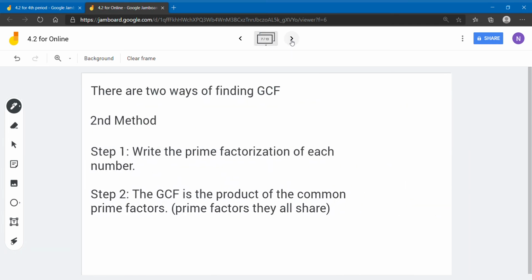So let's have another way. If you're not good with multiplication, if your multiplication table is subpar, you can use this method, and this is using prime factorization. So the first step is you're going to write the prime factorization of each number, and then the GCF is the product of the common prime factors. Again, common prime factors means prime factors they all share. All the numbers share.